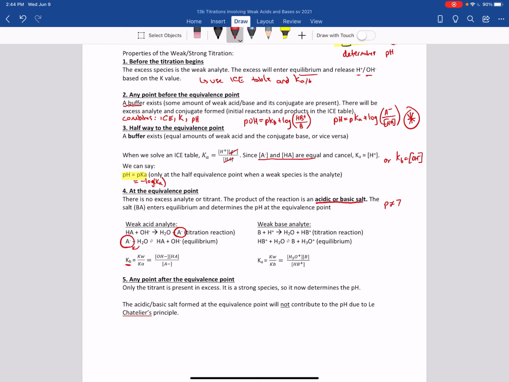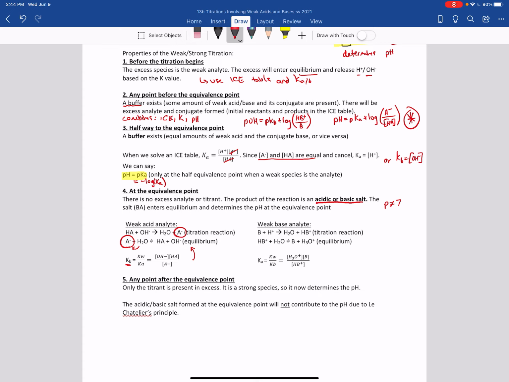Setting up an ice table, that would be products over reactants, and from this equilibrium here, the products are hydroxide and HA, and the reactant is the anion. So all of this is the same but opposite for a weak base. You can see that there's a reaction and an equilibrium there as well. So to determine the pH at the equivalence point, we need to write an equilibrium for the salt and use a K value for that to determine the concentrations.